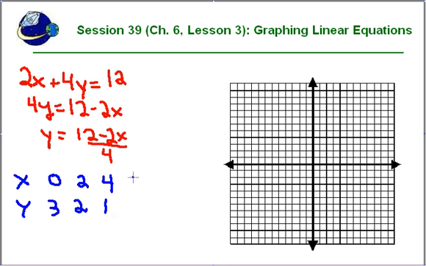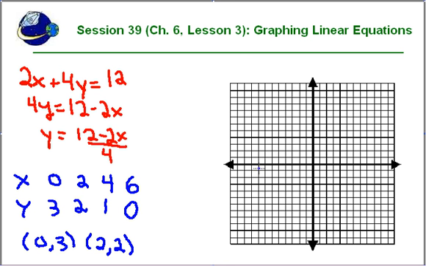And we'll just do one more point. We'll do x equals 6. 6 times 2 is 12. 12 minus 12 is 0. 0 divided by 4 is 0. So when x is 6, y is 0. So there's our little table there. If I wanted to, I could rewrite those as ordered pairs, something like 0, comma 3, because remember, in your ordered pairs, the x comes first, 2, comma 2, and so on. But this table right here is enough for me to work with.